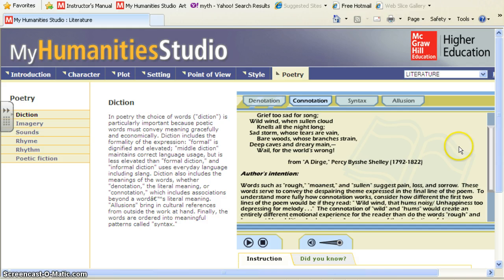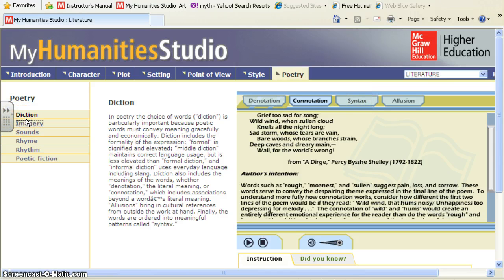They have negative feelings associated with them. Things that are rough are not comfortable. When you moan, it's usually out of grief or sorrow. When you're sullen and you're sad, it's not just the technical definition. You combine these all and you have a negative association. Connotation could have a positive association, but these are all negative. All right, I think we're going to skip syntax.